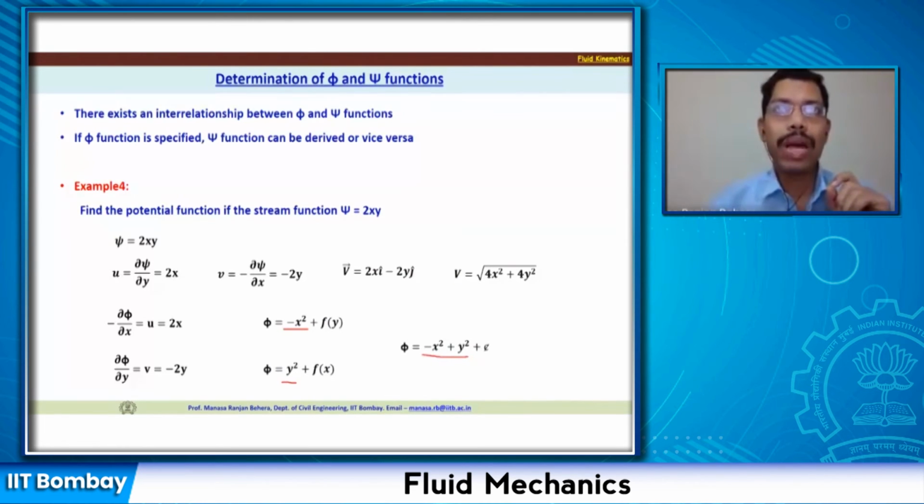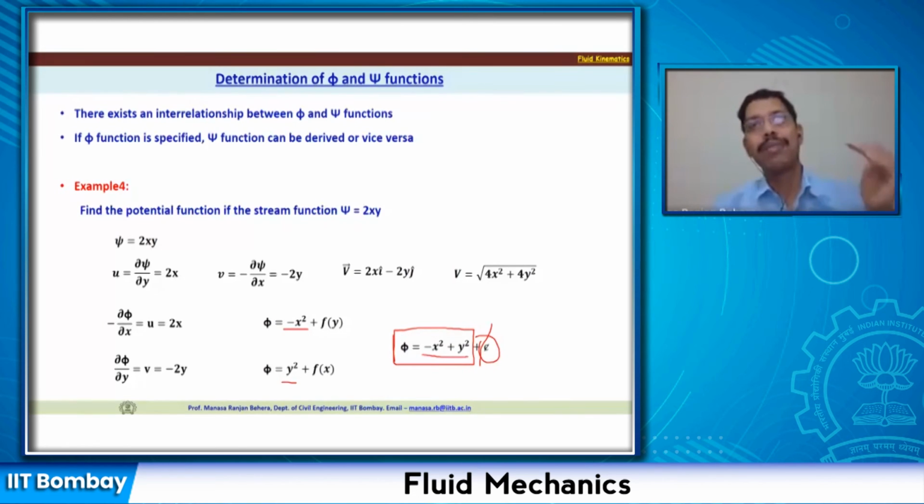Now we have seen here that we said it may be a function of y, and here we are telling it can be a function of x. But when you add them together, that constant has to disappear. So it cannot be a function of x or y. So finally, the phi is nothing but minus x square plus y square. This is your phi function.